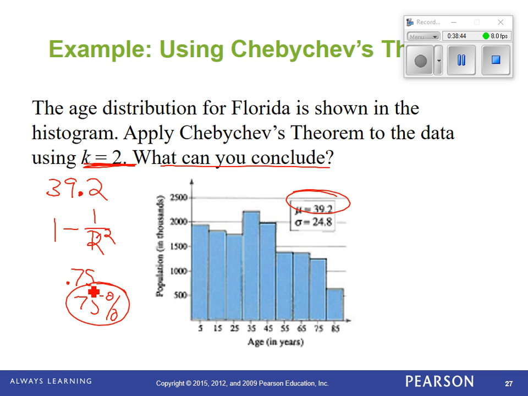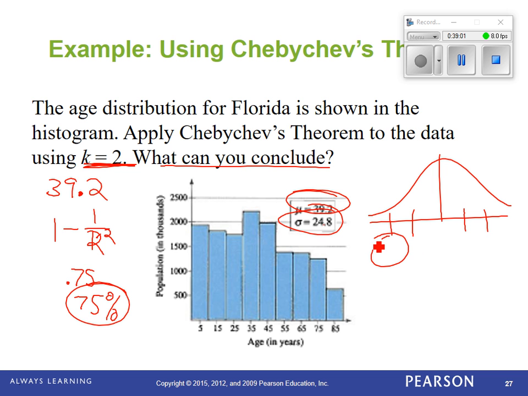If we wanted to go in a little deeper, they told us the standard deviation. Well, we could take that standard deviation and draw sort of our bell curve here and say, okay, to be 2 standard deviations down this way or 2 standard deviations up this way, could we find those limits? Grab your calculator out. 39.2, take away 24.8. That's going to put us right here. Now take away another 24.8.